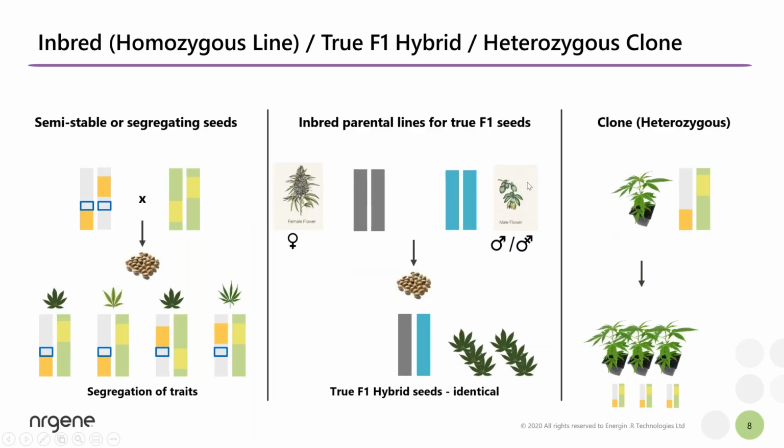In cannabis, the biology is more complicated, so it's not easy and straightforward to talk about a true F1 hybrid for several reasons. First of all, cannabis is a dioecious plant, meaning it has male and female flowers on separate plants. So you could have male and female plants with different flower types.